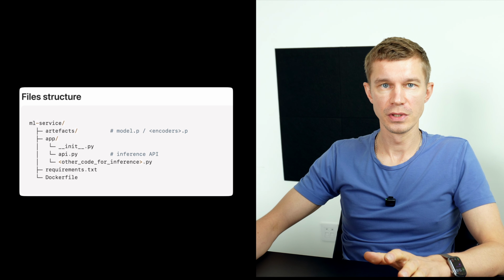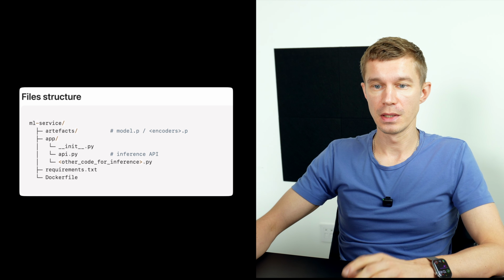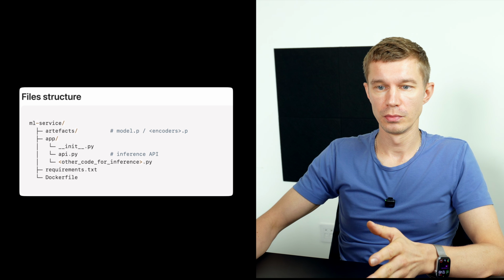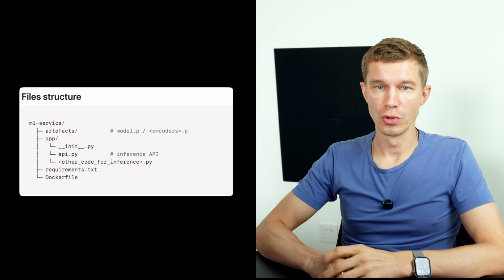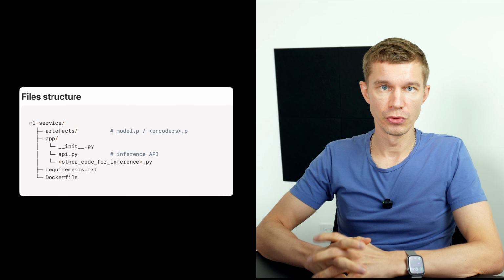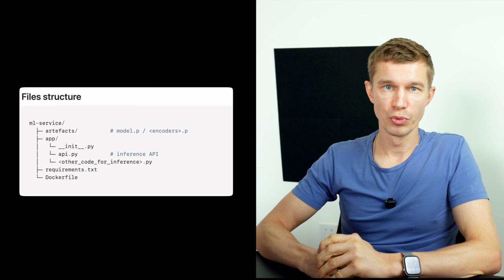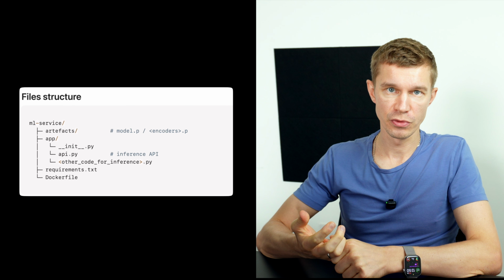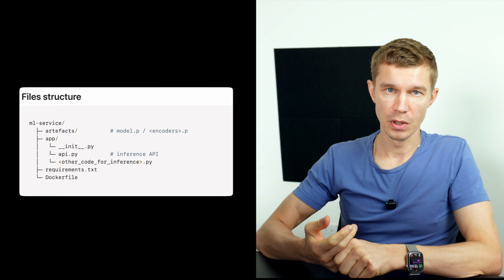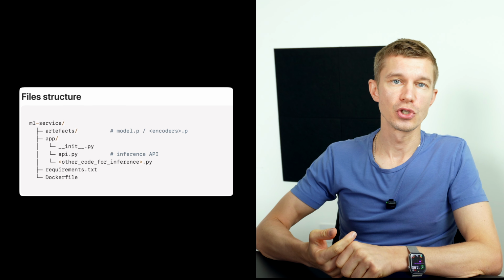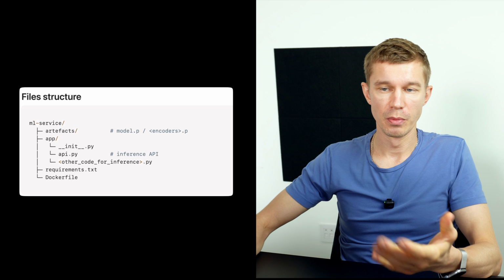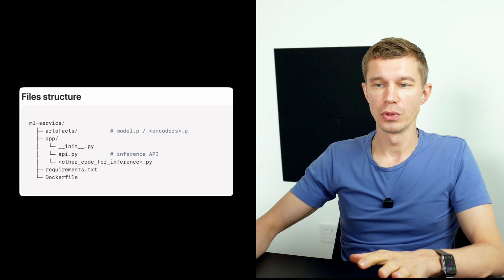Let's say you're going to call this service ML service, and let's go top to bottom. The artifacts folder is going to store your pickled files, like model encoders or any other serialized objects. The app directory is going to contain your preprocessing code, that model inference script that we created, the mean target encoder class, and the actual API. Well, the requirements are obvious, and there's going to be a Dockerfile.